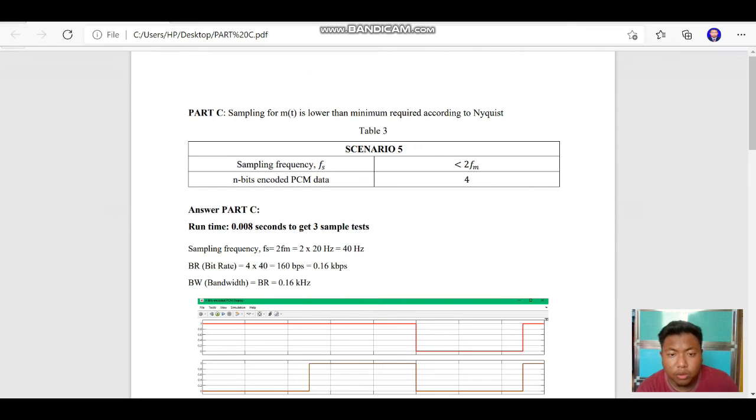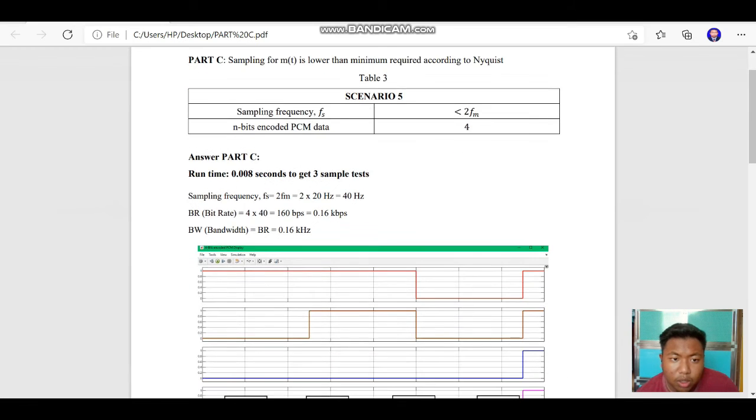Okay, next we will go to part C. So part C is sampling for fm lower than the minimum required according to Nyquist. So for scenario 5, the sampling frequency is lower than 2fm and the number of bits encoded on PCM data is 4 bits.